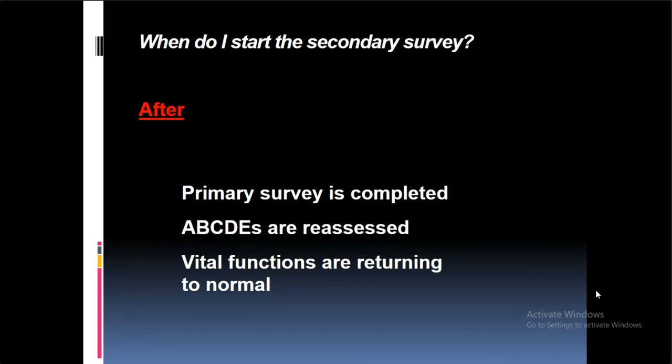The most important question is when I start the secondary survey. The answer is after completing the primary survey and your patient is stable. What do we mean? When I do a primary survey of my patient, I'm checking the airway, breathing, and circulatory status, and the patient is good, then I will go to the secondary survey, looking for facial and maxillary fractures, chest injuries, abdominal, lower limb, upper limb.